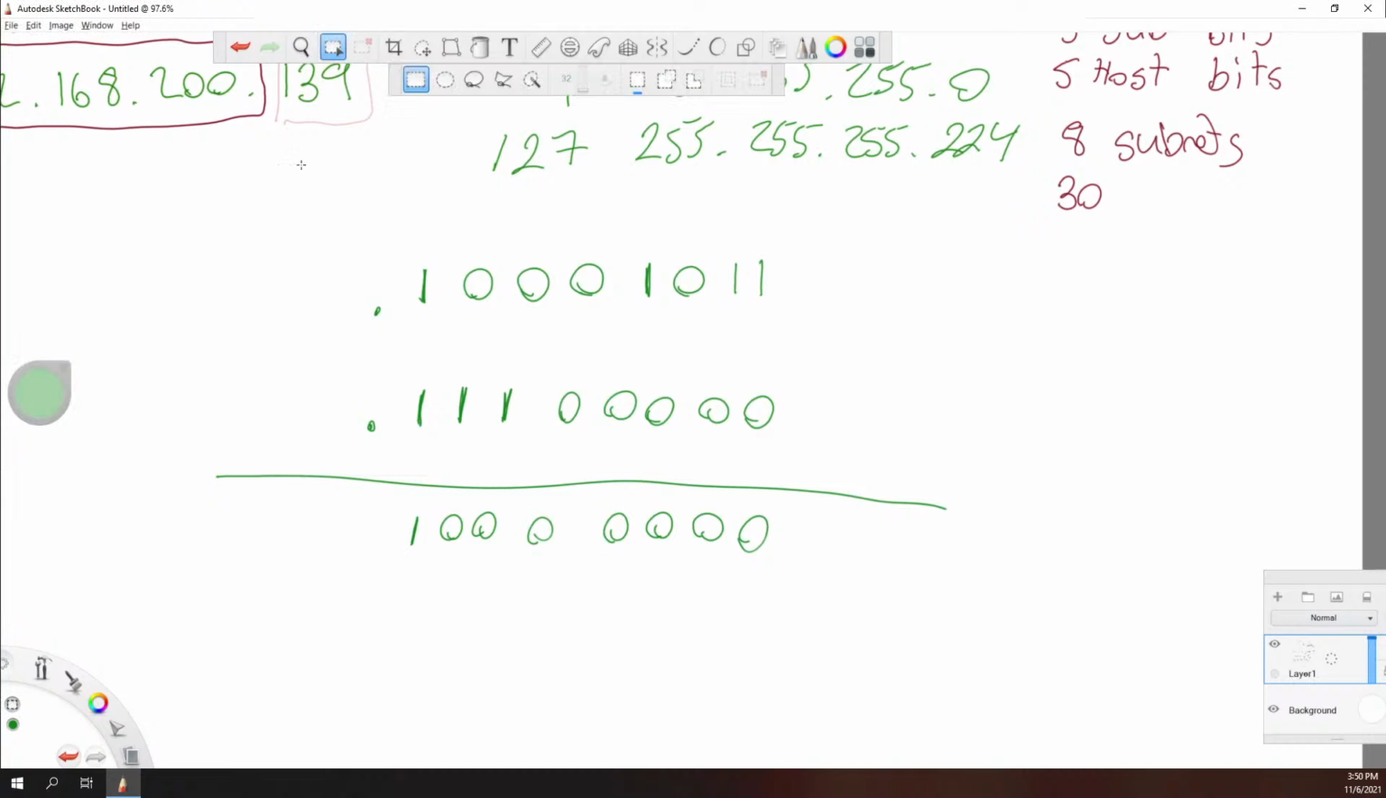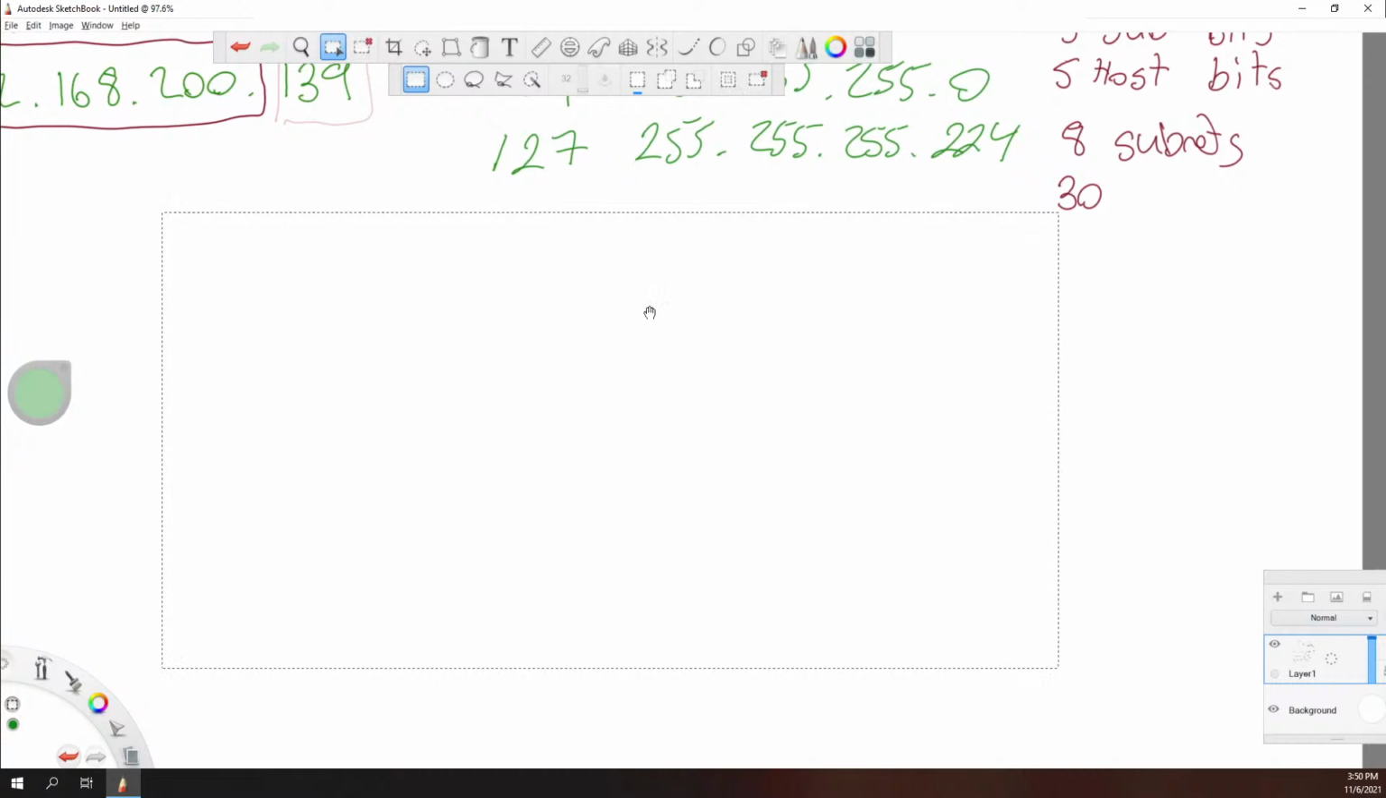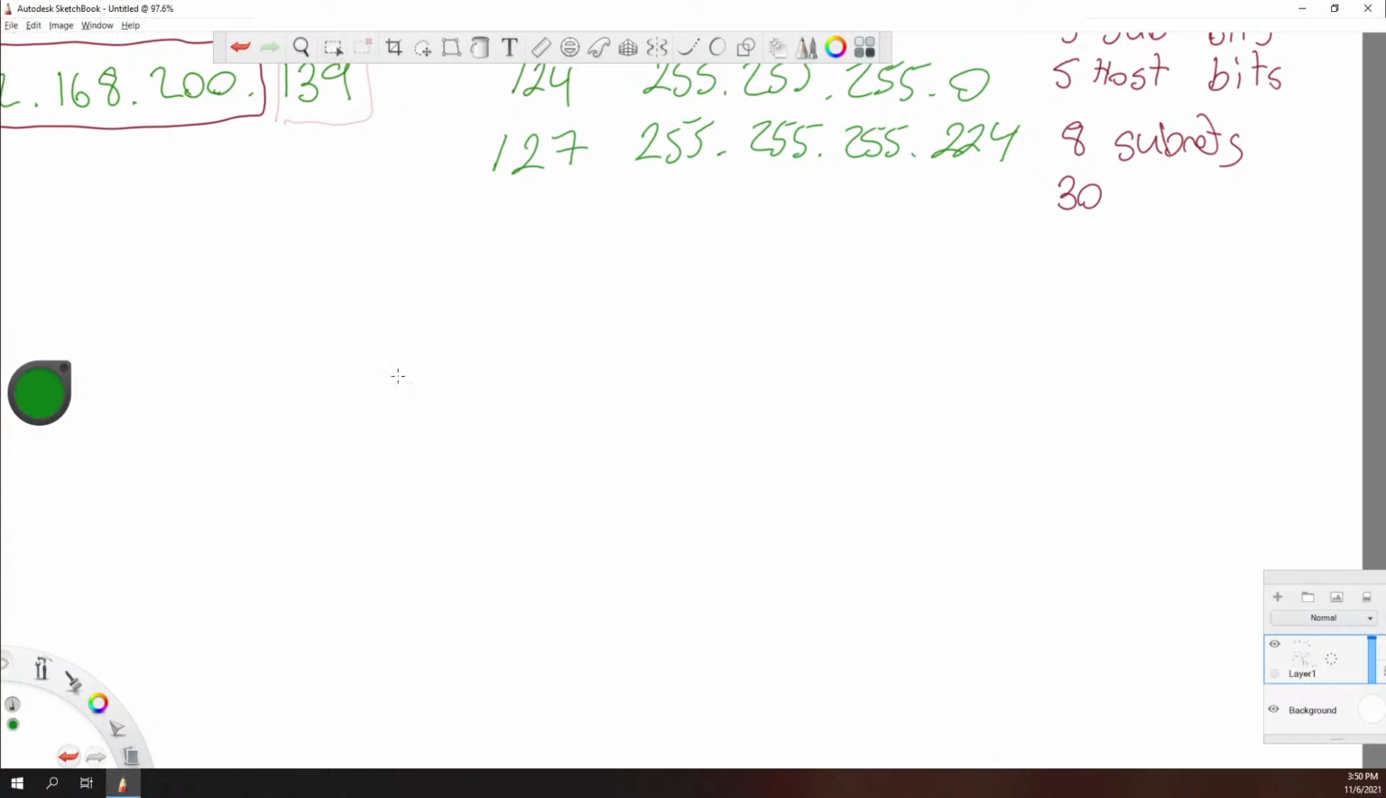So the network for this address 139 is actually going to be 128 because of that one bit we found. So we can now look at our question, and the first thing it says, the number of subnet bits. Well, we know the number of subnet bits is 3. The number of subnets created, well, we know that's going to be 8 because we've already done those calculations up here. The number of host bits, well, we know that's going to be 5.